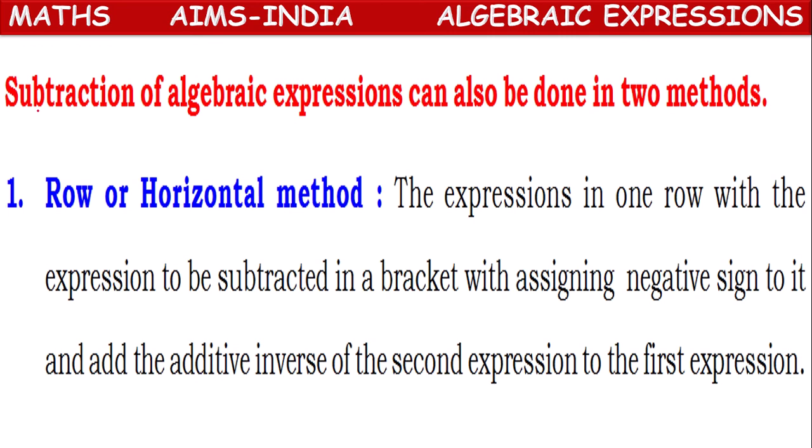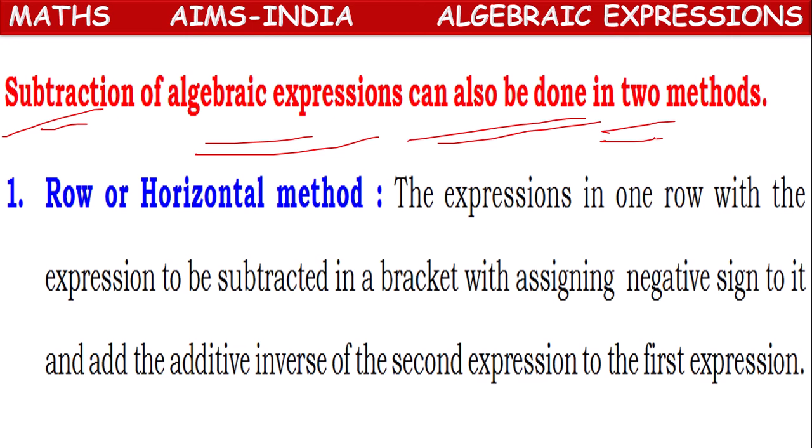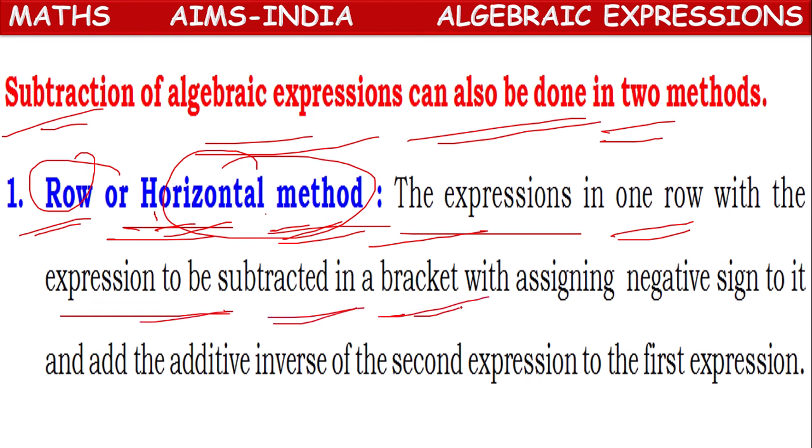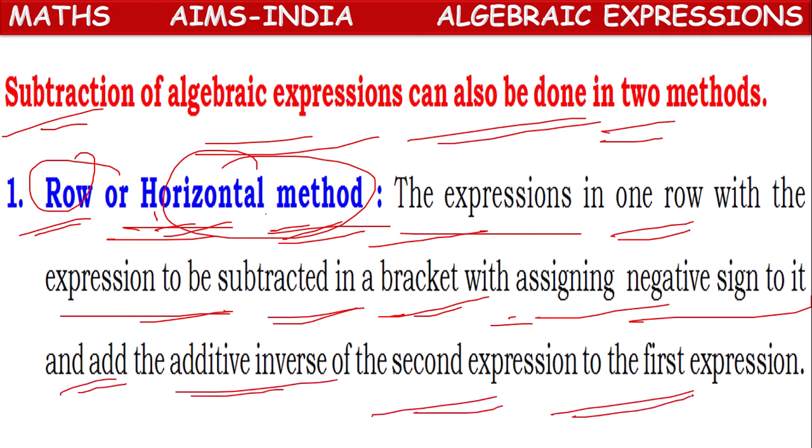Next. Subtraction of algebraic expressions can also be done in two methods. The row or horizontal method. The first method is the row method or horizontal method. Write the expression in one row, with the expression to be subtracted in brackets with a negative sign assigned to it, and add the additive inverse of the second expression to the first expression.